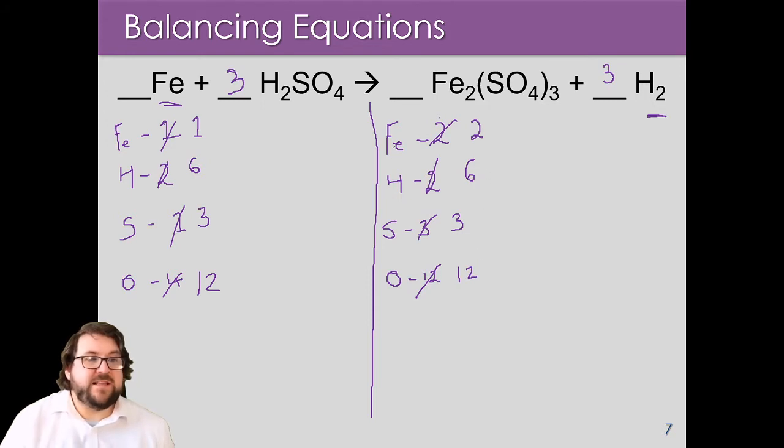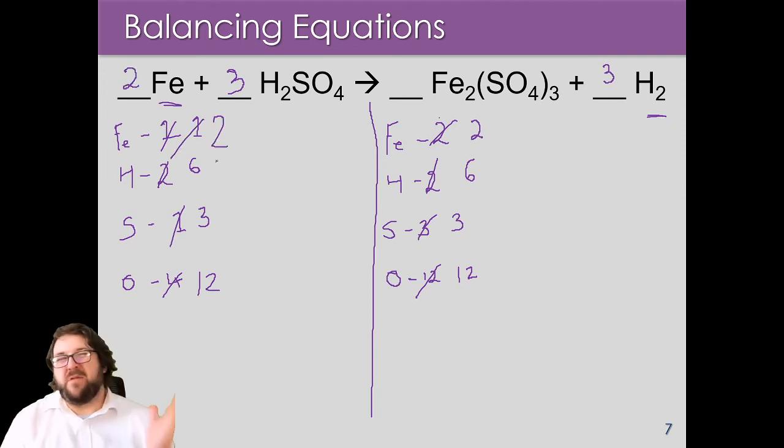Great, so the last thing that's not balanced is my iron. I've got 2 on the right-hand side, so I have to provide 2 iron atoms in the first place. So all I'm going to do is put a 2 there. And again, I could update the whole roster, but I'm not going to in this case.